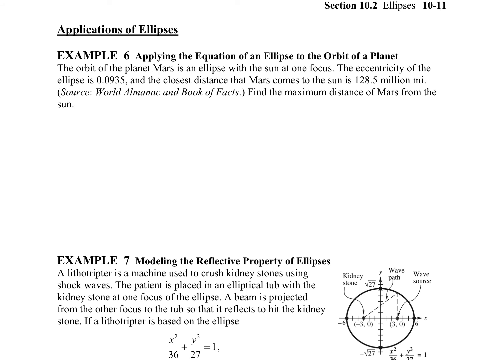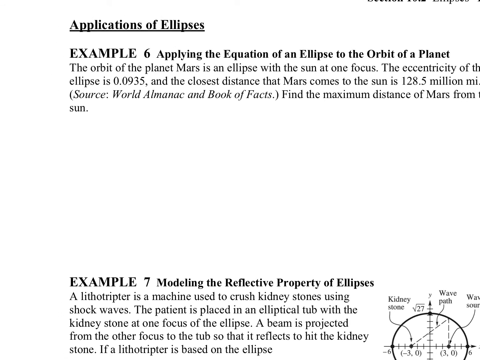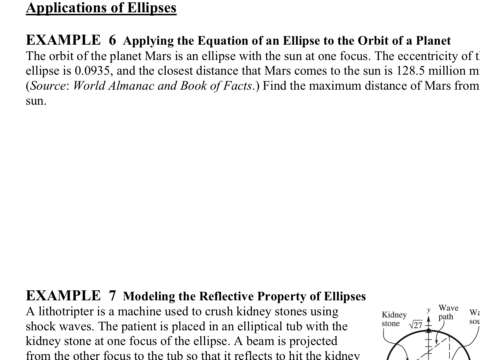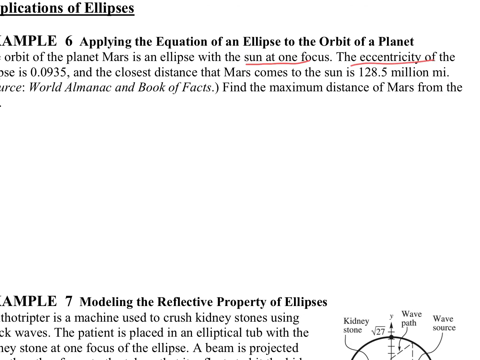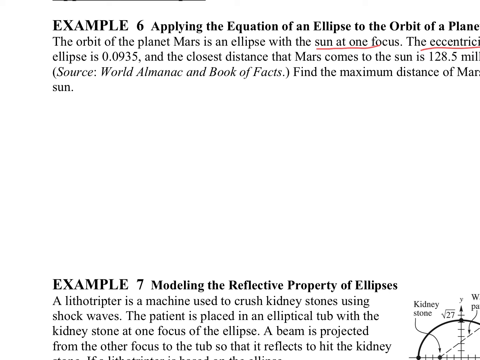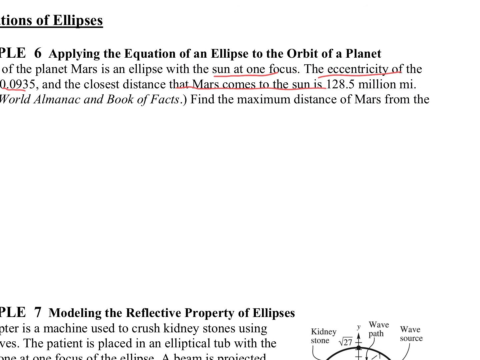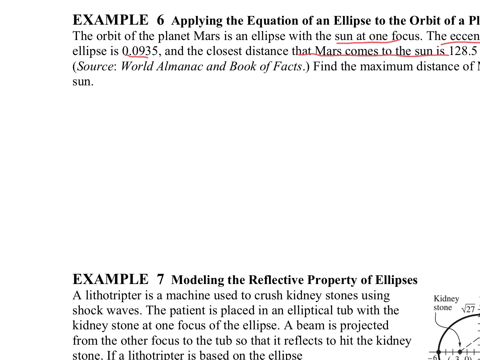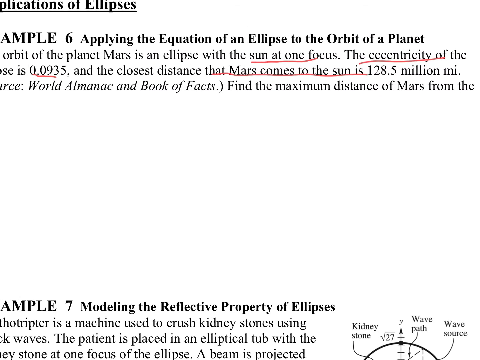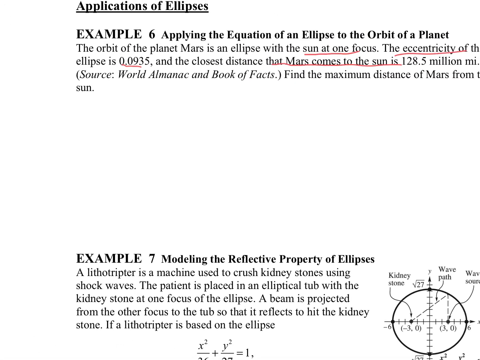Well, that makes a perfectly good application because planets go around the sun in elliptical orbits. The orbit of the planet Mars is an ellipse with the sun as a focus. The eccentricity of the ellipse is given, C over A, and the closest distance that Mars comes to the sun is 128.5 million miles. Find the maximum distance of Mars from the sun.